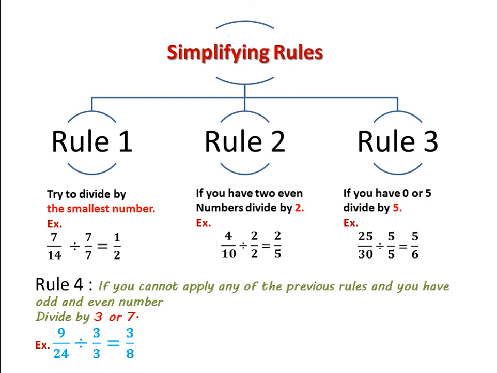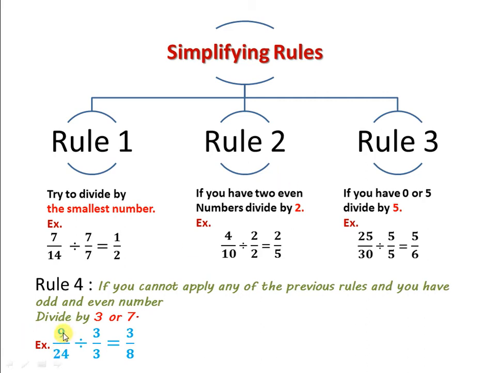Rule number 4. There is an additional rule. If you cannot apply any of the previous rules and you have an odd and an even number in your fraction, you can divide by 3 or 7. For example, if I have 9 over 24, 9 is an odd number, but 24 is an even number.